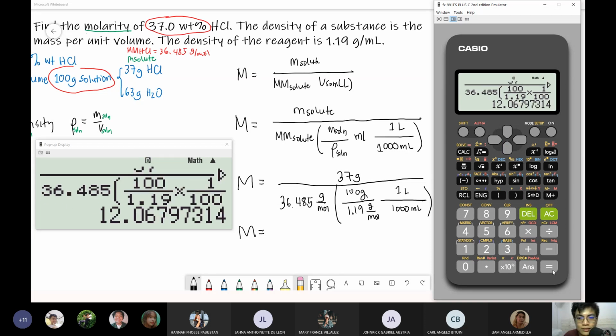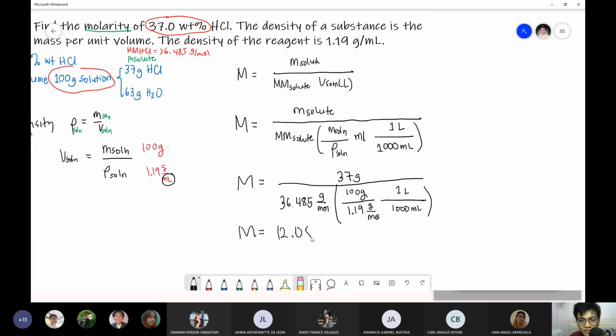Close parenthesis. The answer is, surprisingly, 12. No? May ganyan bang molarity, sir? Meron. Okay. And that is the highest concentration of HCl in the solution, the 37% by weight. Ito yung highest concentration ng ating hydrochloric acid. Okay? So that's 12 point, apat na decimal places, 12.0680. Okay. Mole per liter.